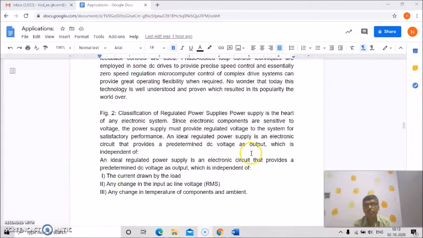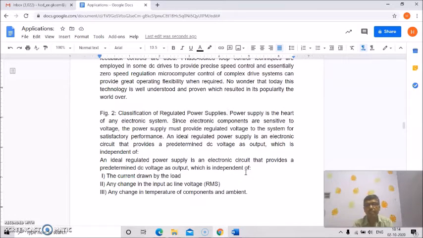Say, power supply definitely is the heart of any electronic system, and since electronic components are sensitive to voltage, the power supply must provide regulated voltage to the system for satisfactory performance.